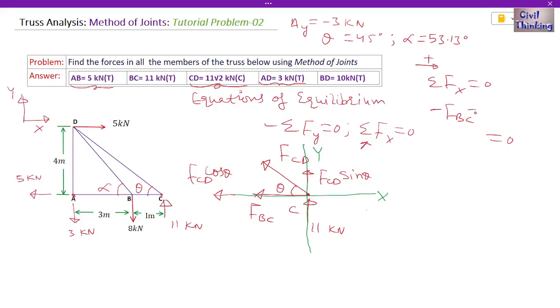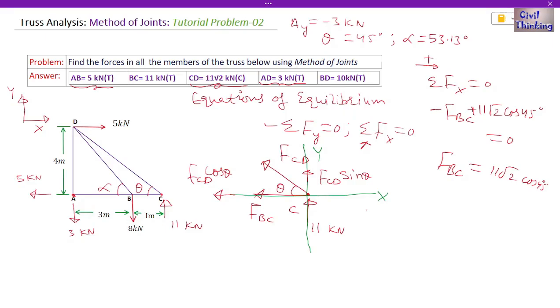But 11, but this is negative, and negative is going to be positive, right? So 11 square root of 2, it was cosine of what? Cosine of theta, and theta is 45 degrees. Okay, so from here I will get the value of FBC to be what? 11 square root of 2 cos 45 degrees.